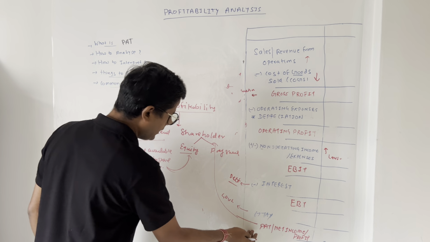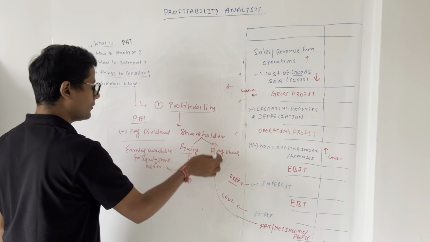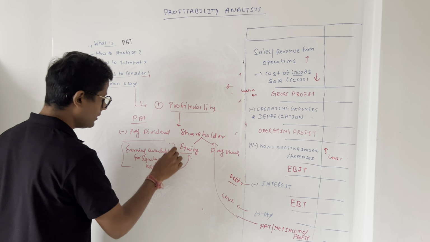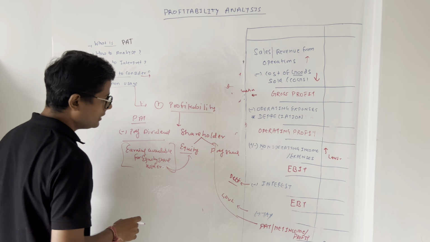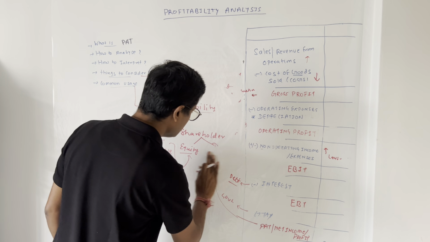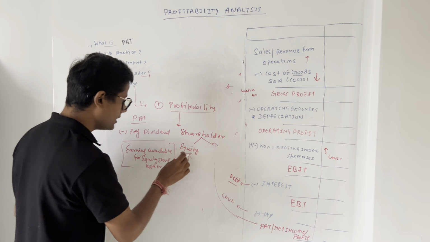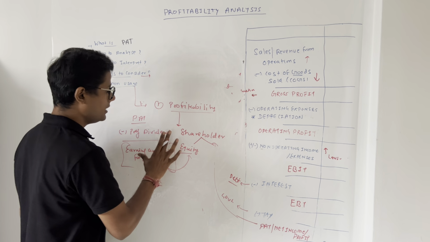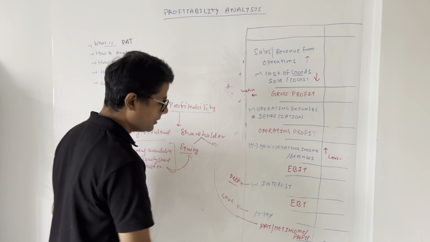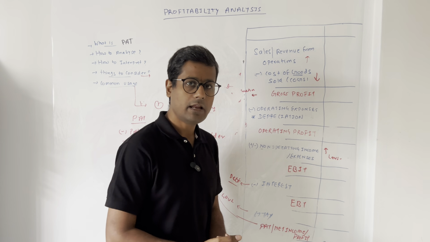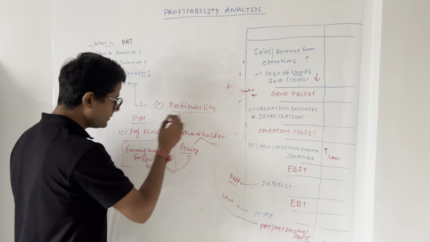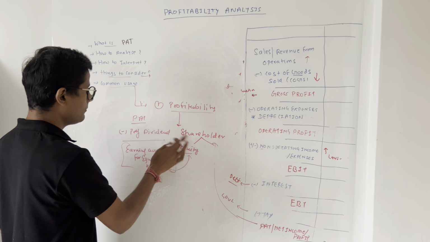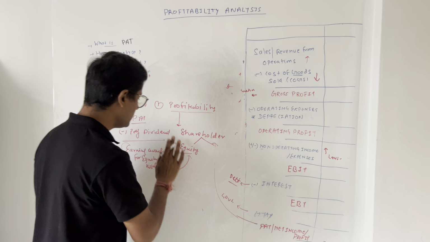So you have a PAT. If you have a preference shareholder, you deduct the preference dividend, then you will get the actual earnings available for equity shareholders. If you don't have preference shares, then whatever the PAT is, the same is available to the equity shareholders. Since it's the shareholders' earnings, like revenue and profitability, it is very useful for analysis purposes. And when I'm saying PAT, I'm assuming there is no preference dividend.